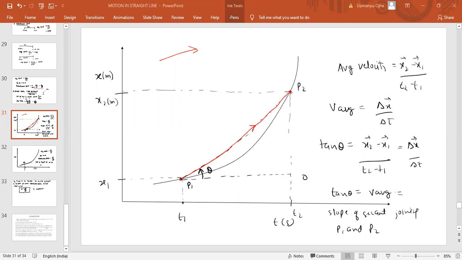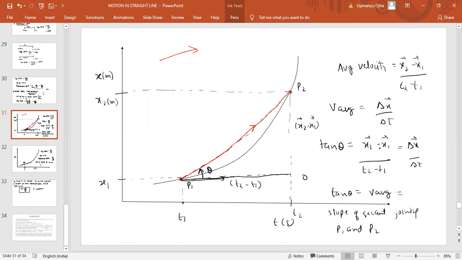I told you the basic point that to find the slope, we have to look at the horizontal line. From the horizontal line, we have to move in the anti-clockwise direction with angle theta. Now if I draw the triangle here, the triangle P1 O P2, then what is P2 O length? P2 O length will be equal to x2 minus x1. And what is P1 O length? That is t2 minus t1.